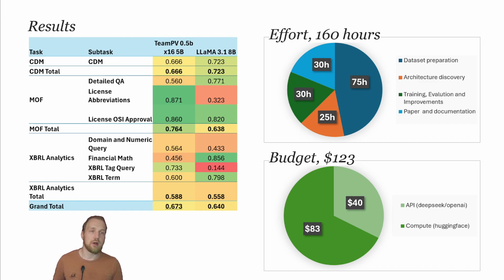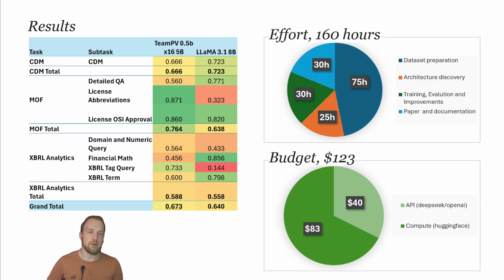For effort, half of the time was data sets, and the remaining time was about 3 equal parts: the architecture, then the documentation, writing articles, and the paper, and then the final stage where we iterate and recreate data sets, retrain the models, and run evals.